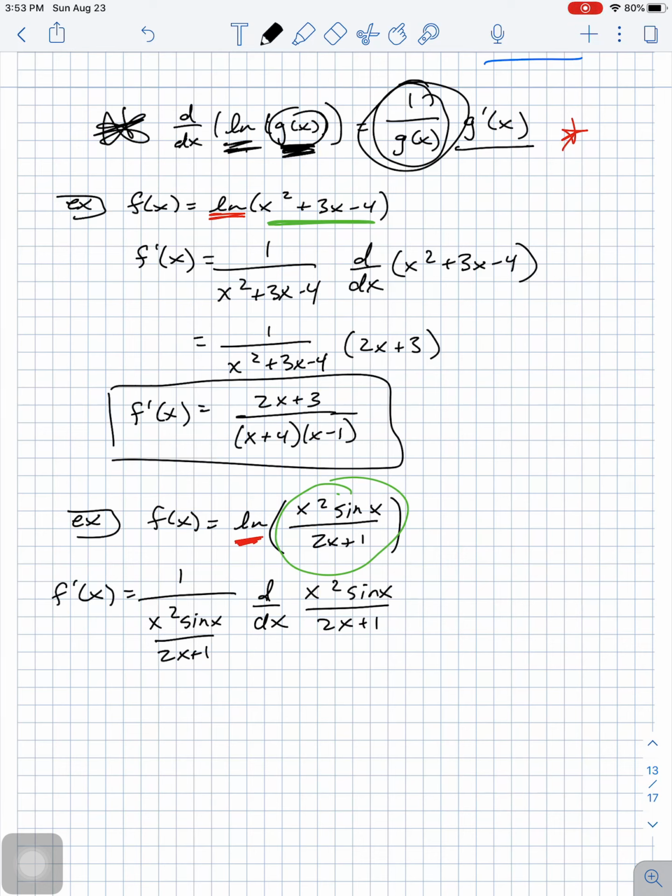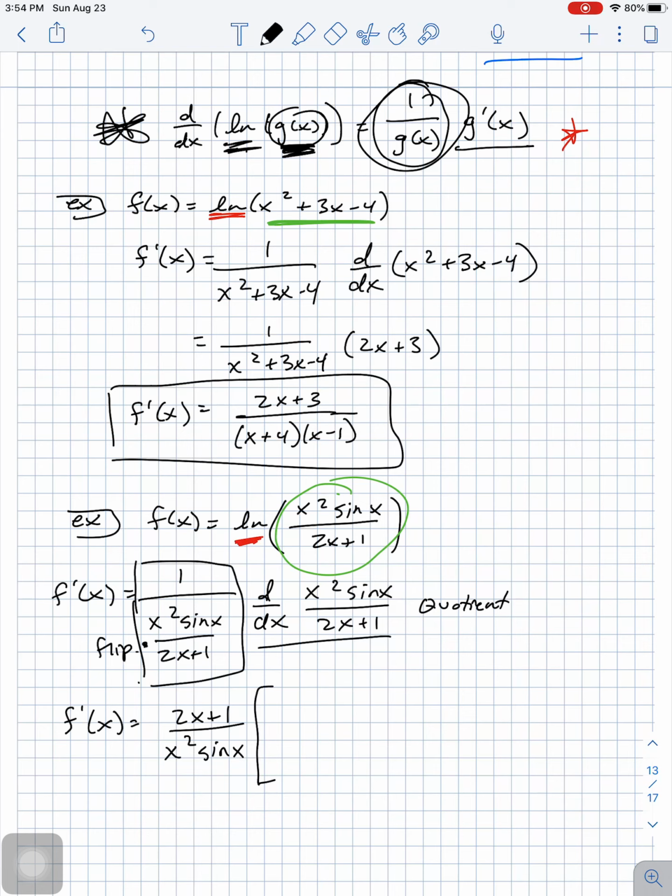Okay. Now we're going to take the derivative of this. What is it? It's a quotient rule. Okay, so this is quotient. So that's what I'm going to write out. In the meantime, I'm going to simplify this fraction. The way you simplify a fraction on top of a fraction is you take the denominator and you flip it over. So this becomes 2x plus 1 over the x squared sine x.